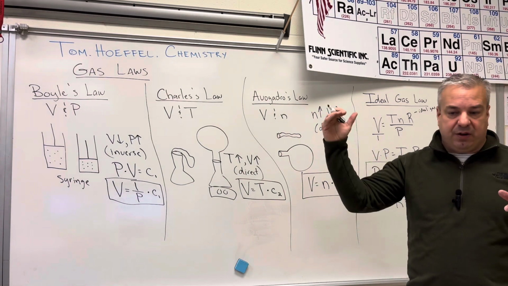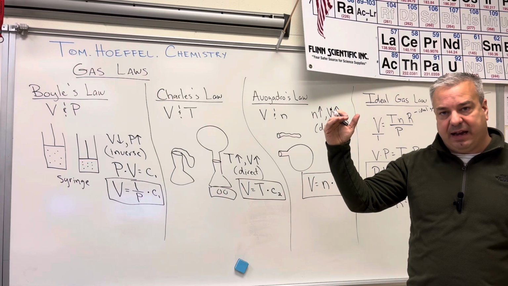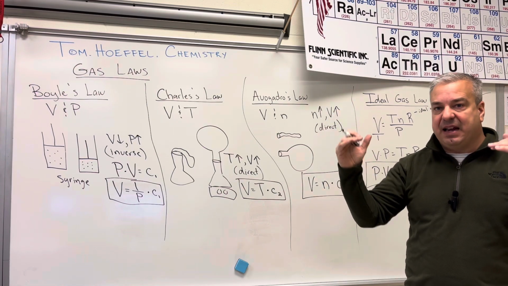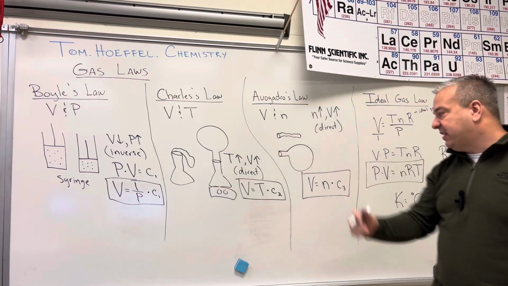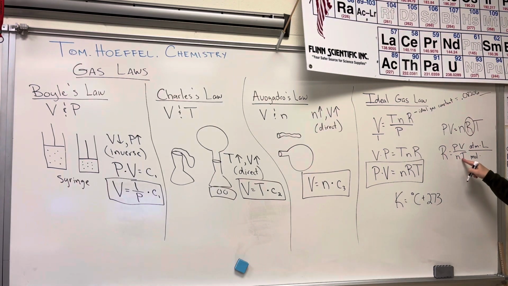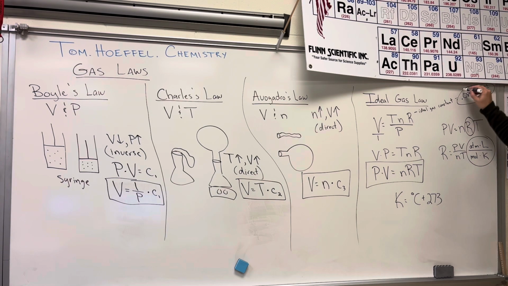So if you go up 1 degree Celsius, you're actually going up 1 Kelvin as well. The scales are the same, they're just off by 273. Okay, so this unit here has to be Kelvin. So the units on R are going to be ATM liters over mole times Kelvin for the ideal gas constant.